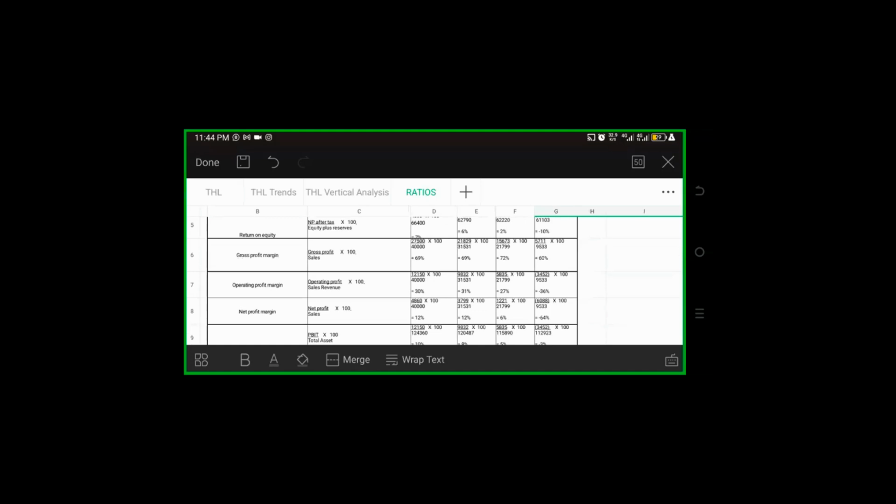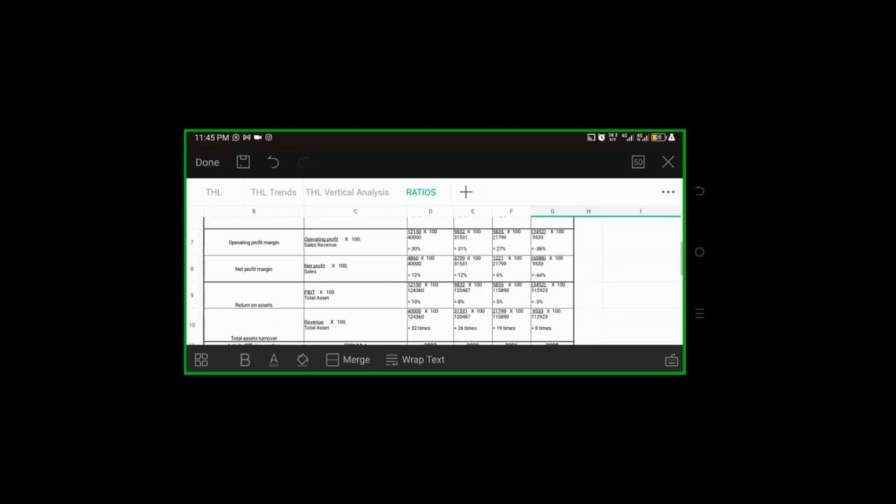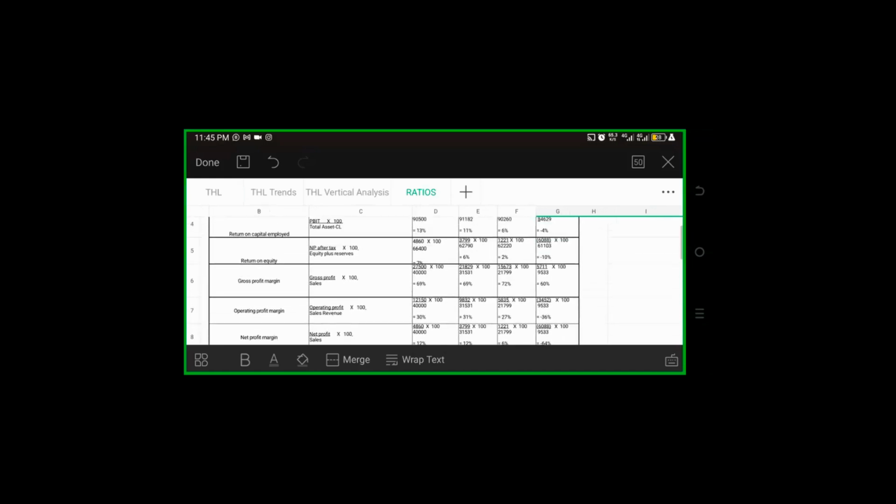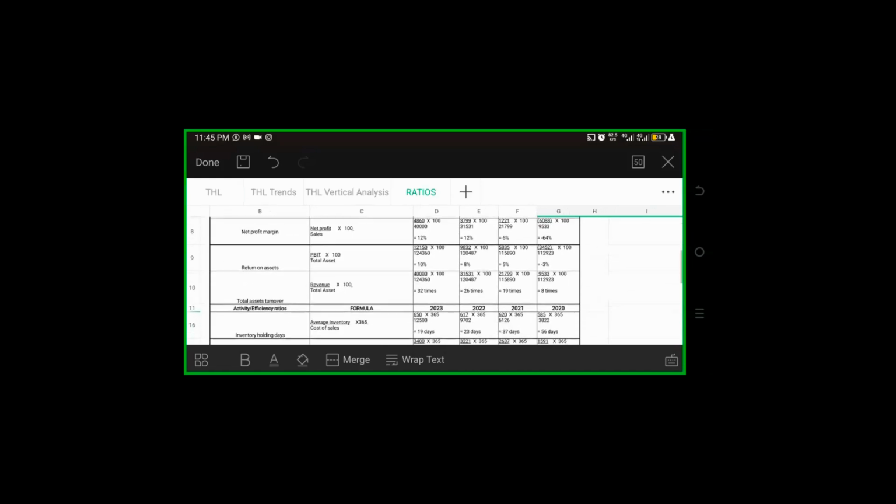Operating profit margin ratio, it's also improving, or maybe we say it's fluctuating. It was negative in 2020, 27% in 2021 and 31% in 2022. So these are the sort of profitability ratios that you can play with, and see what you can come out of it.